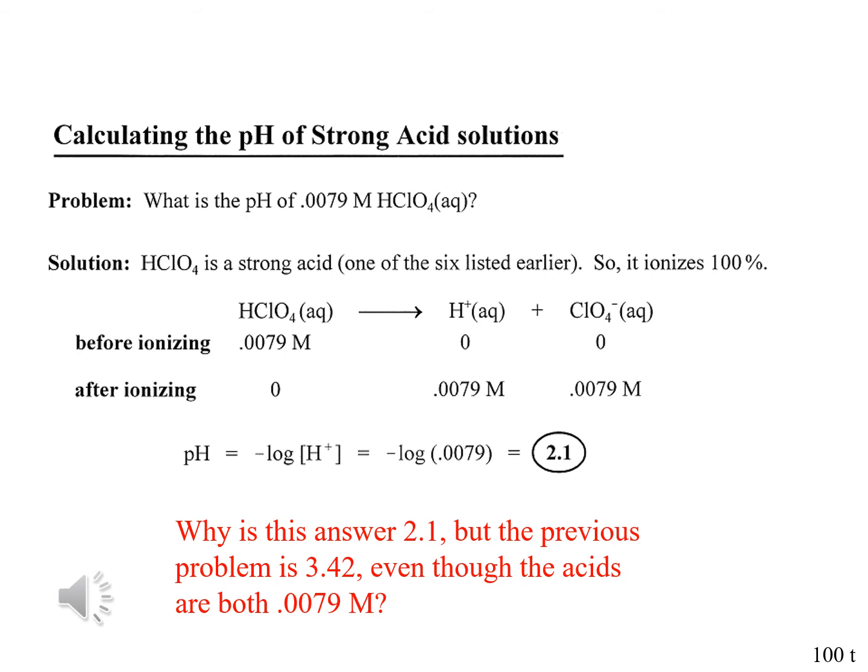I want to concentrate on the important thing, and that is we did both acids, a strong one and a weak one, at the same concentration. The pH we got for the strong acid was 2.1, but the pH we got for the weak one was 3.42. Now, even though they're both the same strength, why are they different? Because the strong one gives you more H pluses, and it makes the pH go down. So this is appropriate, and it's consistent with what we know about pH.